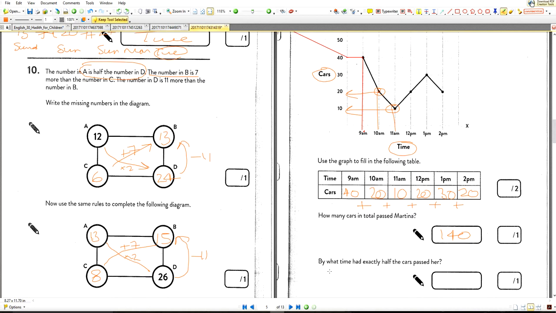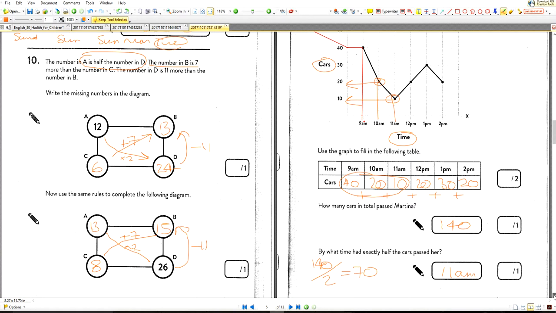Let's move on. By what time had exactly half the cars passed her? So we know we have 140 cars. If you divide it by 2, we have 70 cars. So 70 cars is around about here. 40, that's 60, 70. So the answer will be 11 a.m. By 11 a.m. half the cars had passed.